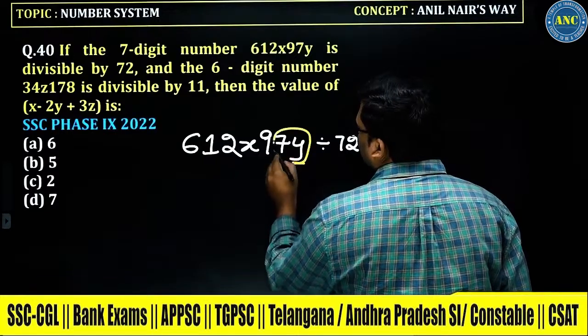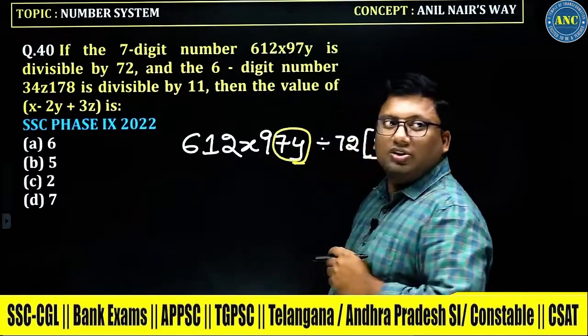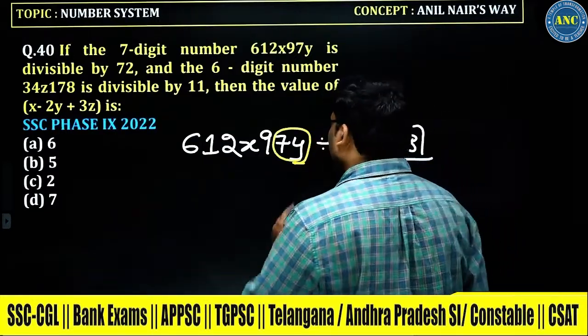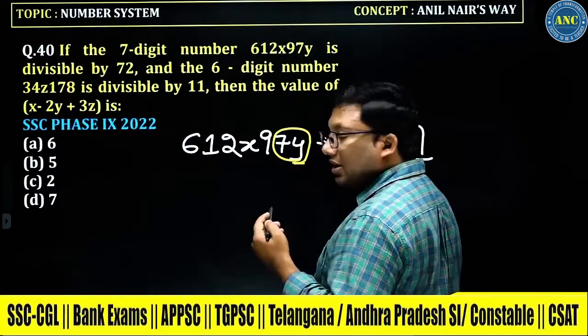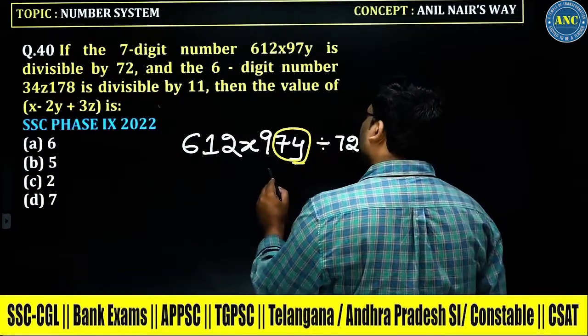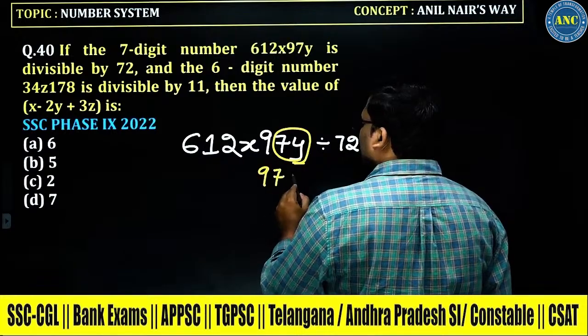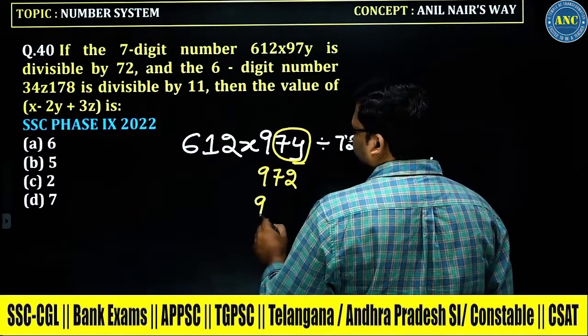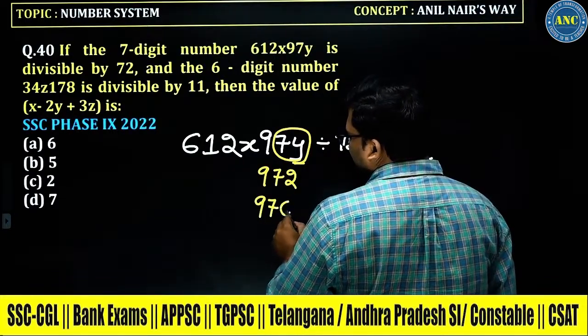First, the last two digits should be divisible by 4, because for a number to be divisible by 8, the last 2 digits should first be divisible by 4. So it is 972, 976.